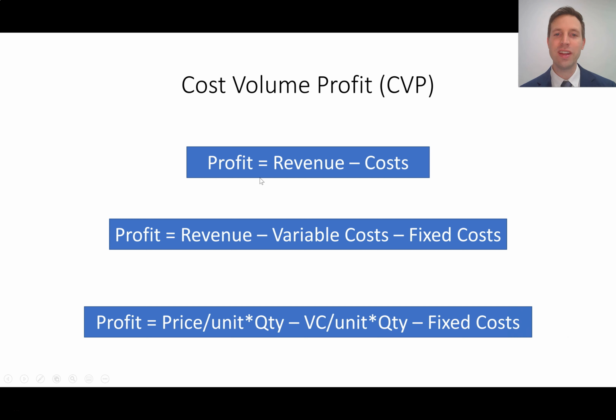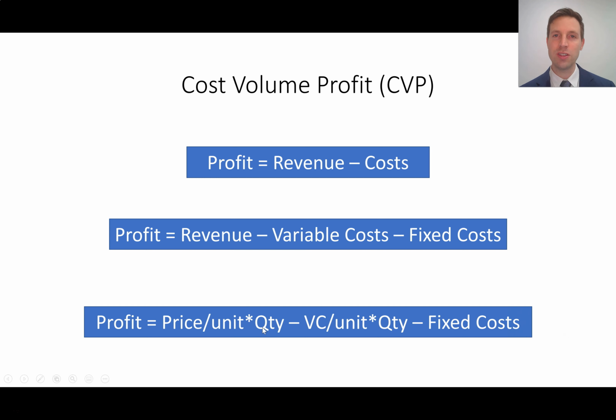First, we start with profit equals revenues minus costs, or we might say revenues minus expenses. We can then break our costs into the variable and fixed costs. So we can say our profit is equal to our revenue minus our variable costs minus our fixed costs. We can then say our profit is equal to the price per unit times the number of units we sell, because that's going to equal the revenue.